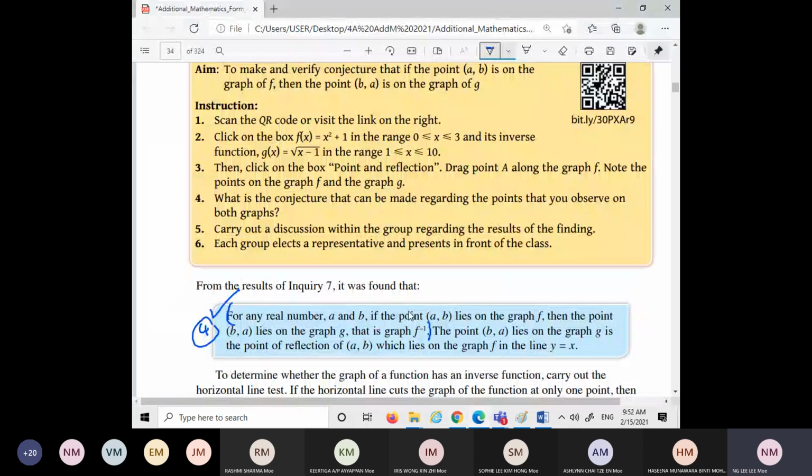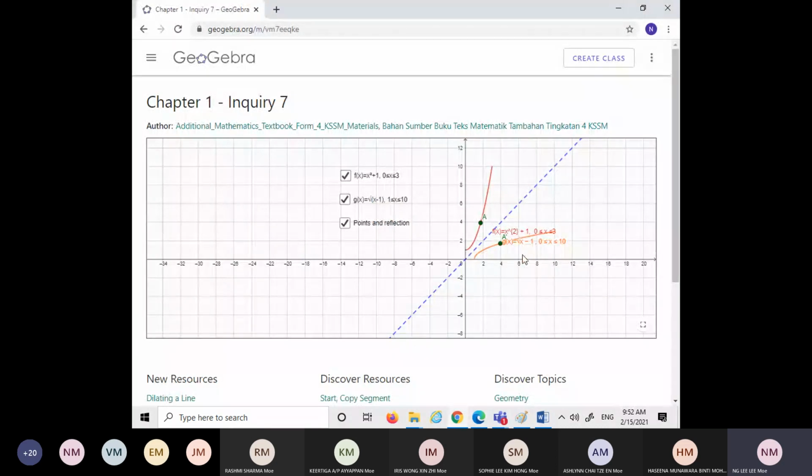You know, right? Image and object are swapped for the inverse function. So (a, b) will become (b, a). So let us see this one. You see this point? It's at (2, 4). Then the inverse is at (4, 2).